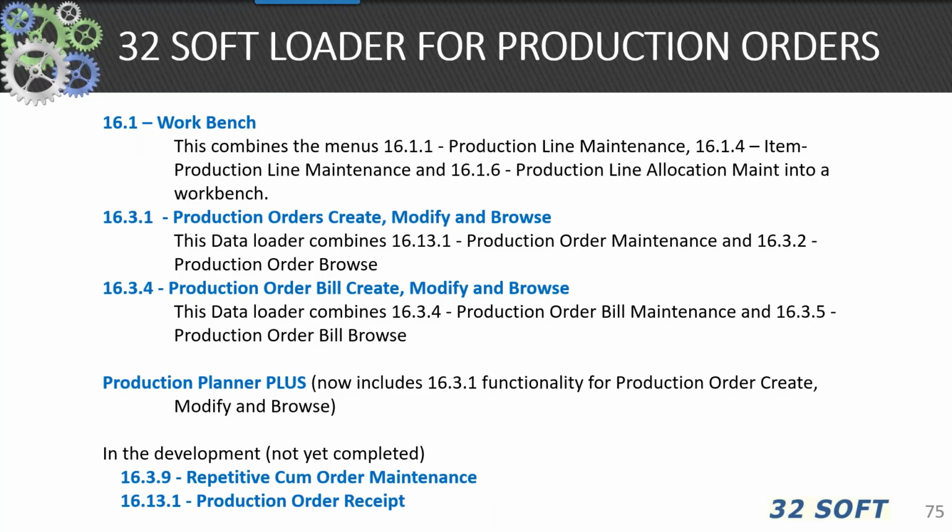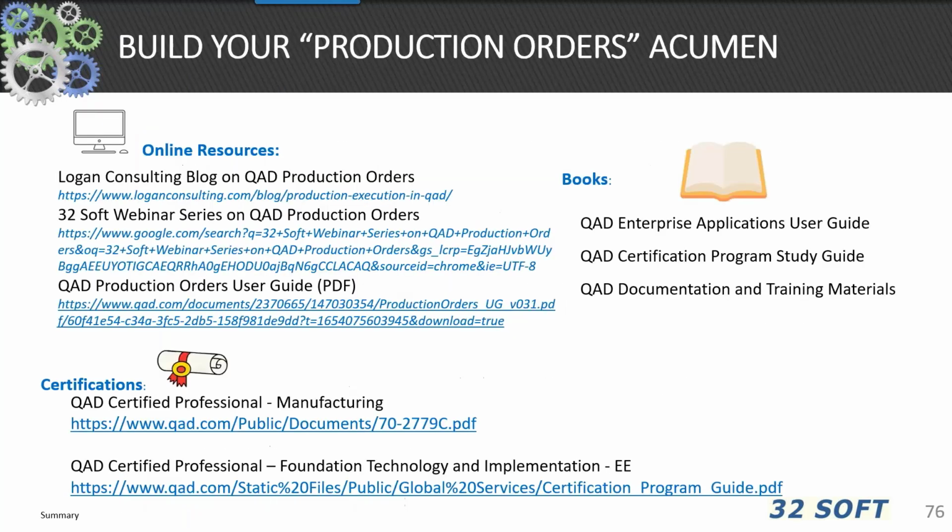Here's a list of new production order browsers or updates, data loaders, and applications that Christian, Olena, and Alex have been working on. There's a new 16.1 workbench. There's a 16.3.1 production order create, modify, and browse. There's a 16.3.4 production order bill. The production planner plus now includes the 16.3.1 functionality. And in development, Olena has the 16.3.9 repetitive cum order maintenance and 16.13.1 production order receipt.